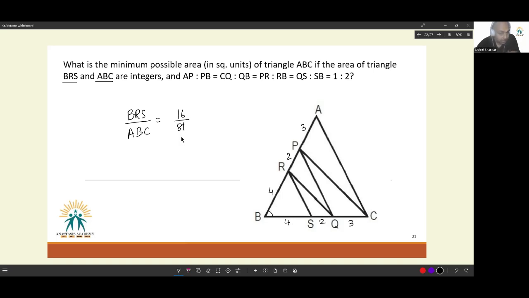And both of these are integers. The minimum value the areas can take will itself be 16 and 81. So the minimum possible area of triangle ABC is going to be 81 itself.